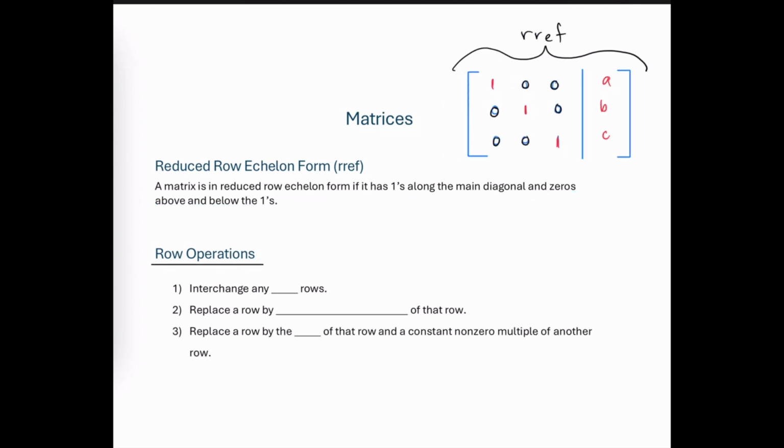So the row operations that are allowed in order to get a matrix into reduced row echelon form is that we can interchange any two rows. We can replace a row by a non-zero multiple of that row. And the one that's a little bit tricky is that we can replace a row by the sum of that row and a non-zero multiple of another row.